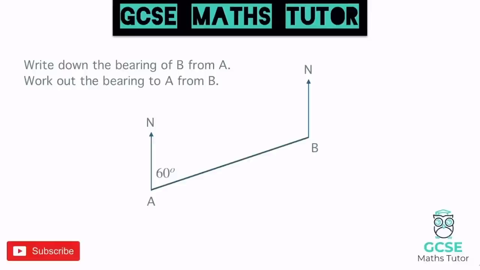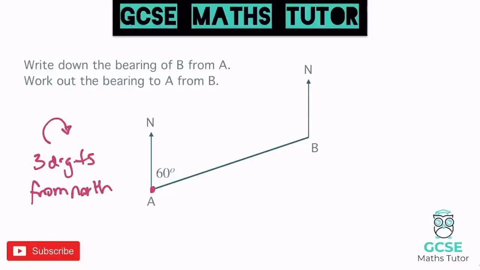So write down the bearing of B from A. So if I'm at B and I want to go from A, then I'm standing over here at point A. Now there's 3 rules for bearings. They're always measured in a clockwise direction. There's always 3 digits. I always measure it from north. Okay, so they are my 3 bearing rules.